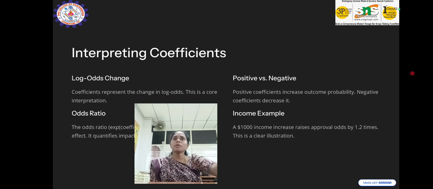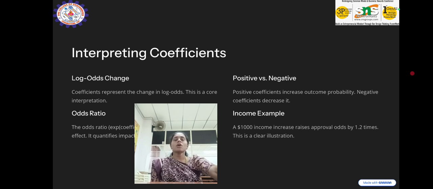And interpreting coefficients: understanding the coefficients in a logistic regression model is central to interpretation. The coefficient represents the change in the log odds of the dependent variable for a 1 unit change in the predictor variable, holding all else constant. For example, a coefficient of 0.4 for years of experience means that for each additional year, the log odds of being promoted increases by 0.4.